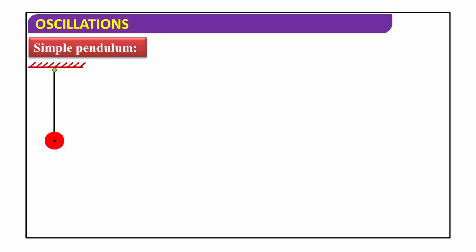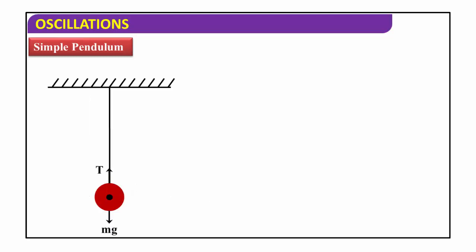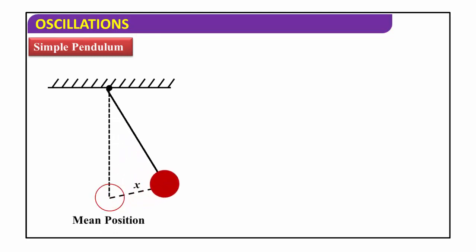The pendulum can oscillate freely about the point of suspension. When the pendulum is displaced through a small distance from its mean position, or equilibrium position, and then let free, it executes angular simple harmonic motion about its equilibrium position.